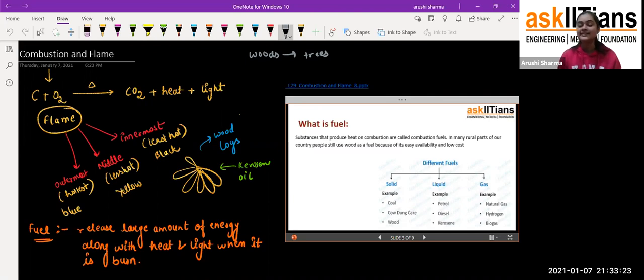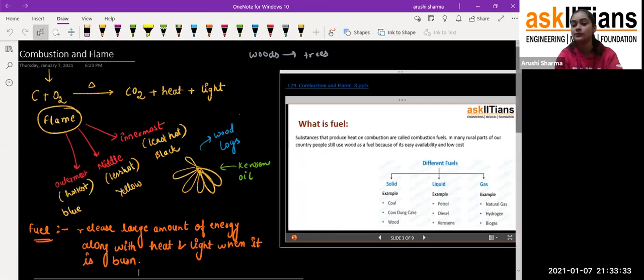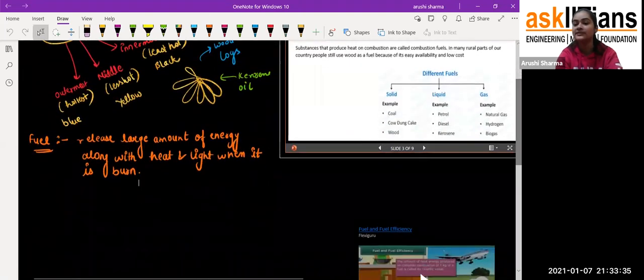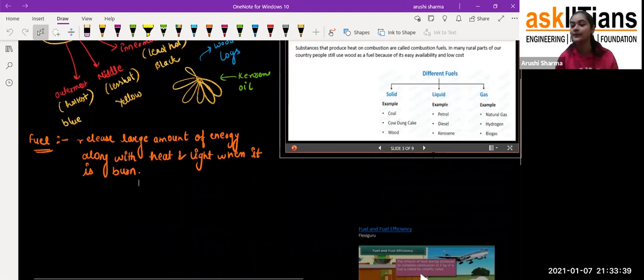So that's the thing. Now coming to our point, that is fuel we are talking about. So students, there are different types of fuels as well. In the picture you can see that there are three types of fuels: solid, liquid and gas. Those that are solid in nature come under the category of solid fuel. For example, wood is there, coal is there, cow dung cake is there.